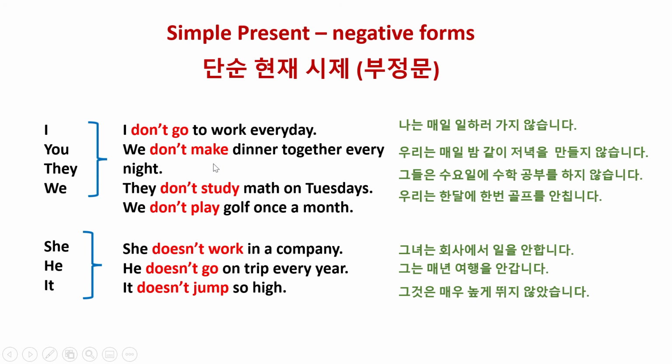I don't go to work every day. We don't make dinner together every night. They don't study math on Tuesdays. We don't play golf once a month. She doesn't work in a company. Be careful, I said doesn't work. We don't have any s or es here. He doesn't go on a trip every year. He doesn't jump so high.